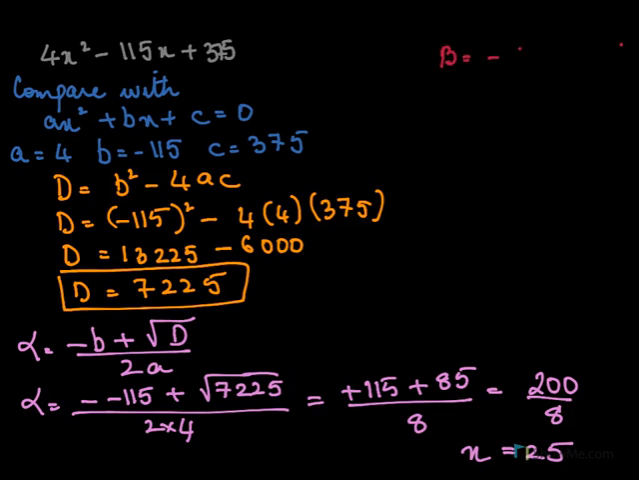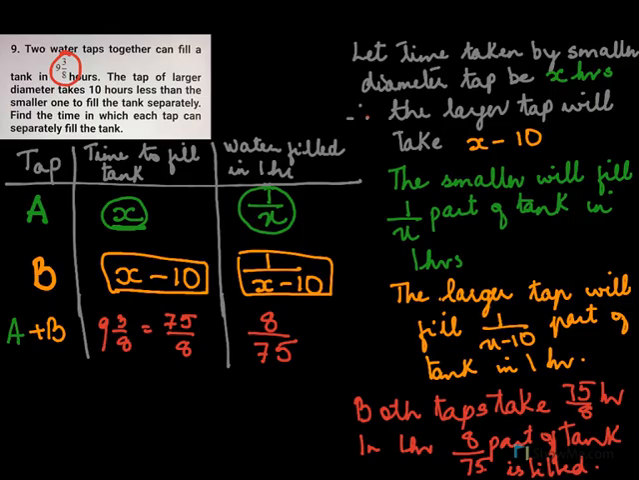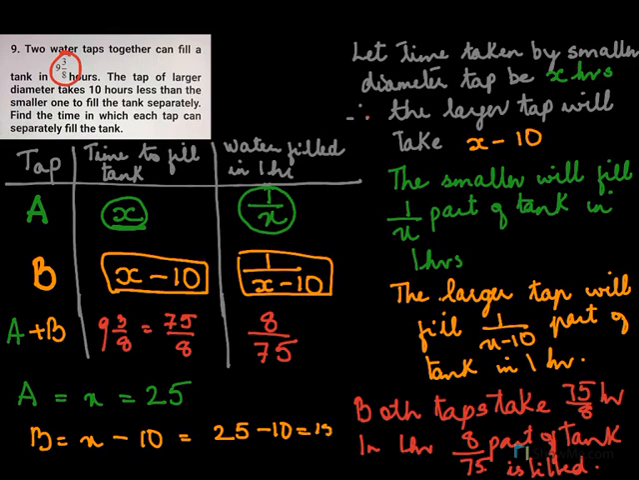Now to find our beta, minus alpha, beta is 3.75. So x is 3.75. Now to go back to x, what was x? X was the time taken by A, which we said is 25, and the time taken by B is x minus 10, 25 minus 10, that is 15. So these are the answers.